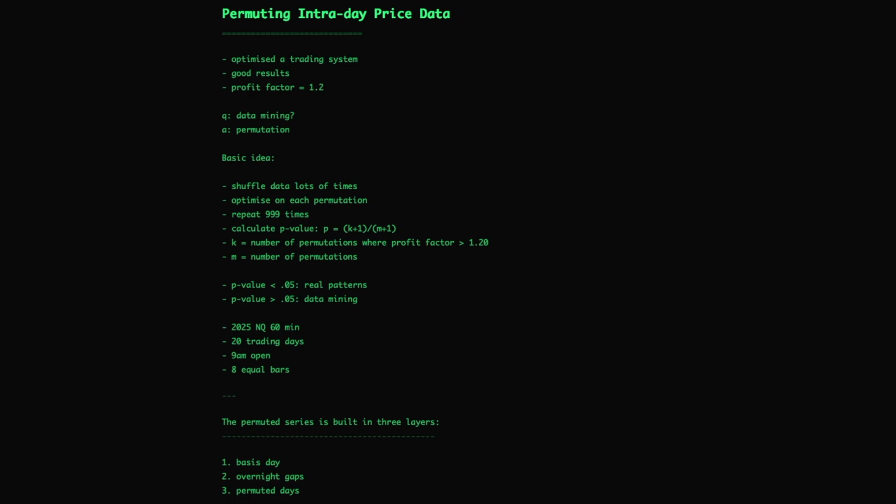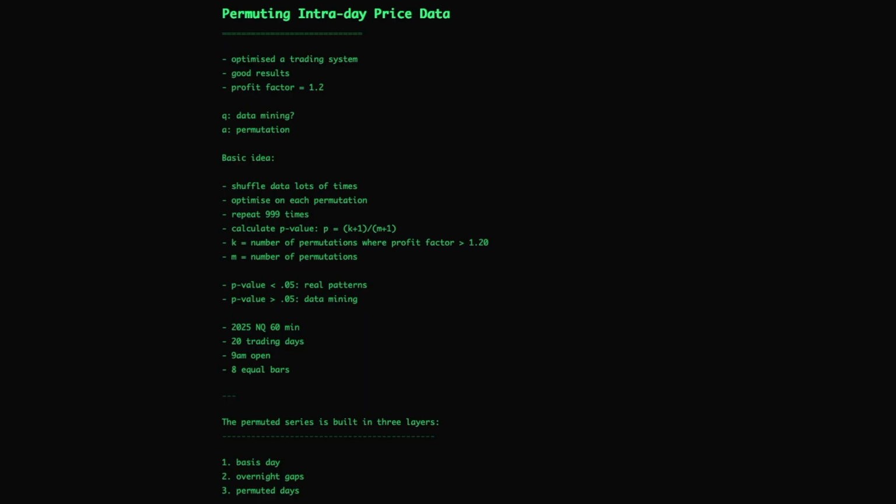You've optimized your trading system, past performance is strong, really strong, and you're eager to put the system to work. But what if that strong performance wasn't due to patterns in the data? What if it was due to data mining? How do you find out? Permutation testing. Here's the basic idea.